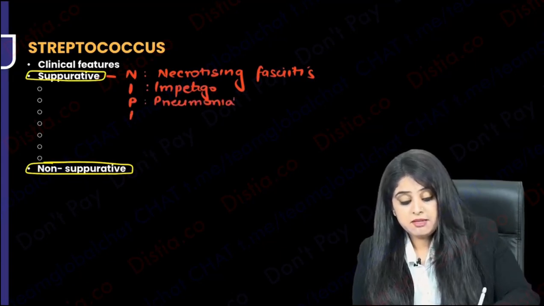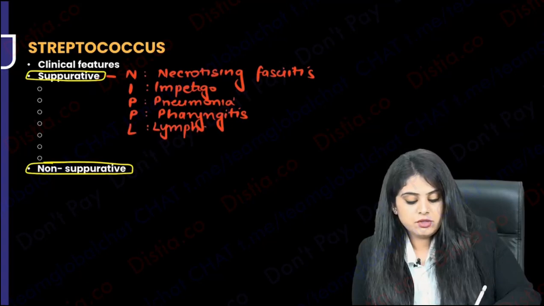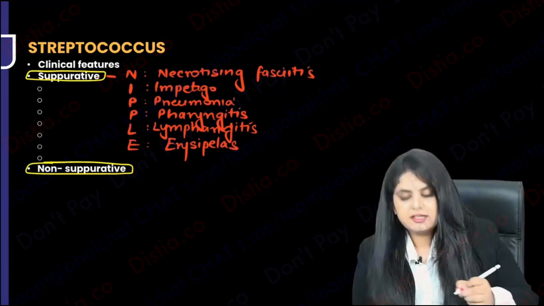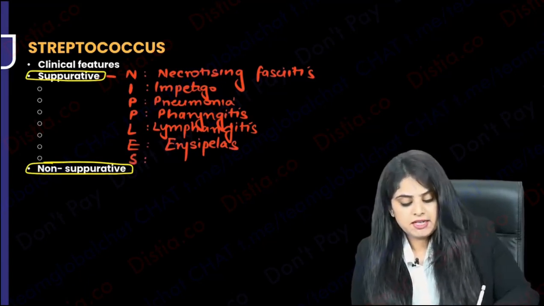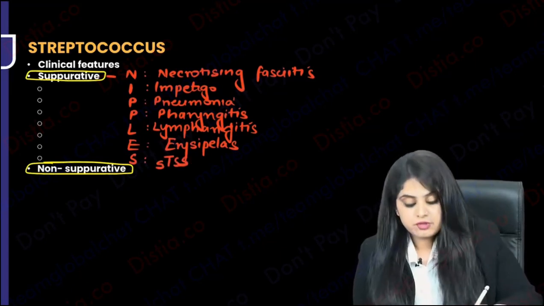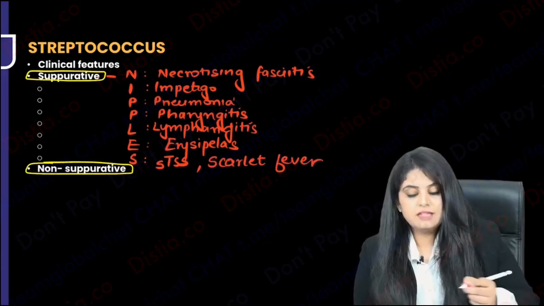But I'm forgetting one very important P, and that is pharyngitis, because we all know that Streptococcus causes pharyngitis. Okay. Then we have L, that is going to be lymphangitis. There is going to be lymphatic involvement also. E is going to be for erysipelas. I hope you know what is erysipelas. If not, I will tell you. S is for Streptococcus can also cause toxic shock syndrome. So, Streptococcal toxic shock syndrome. And I just told you, scarlet fever.